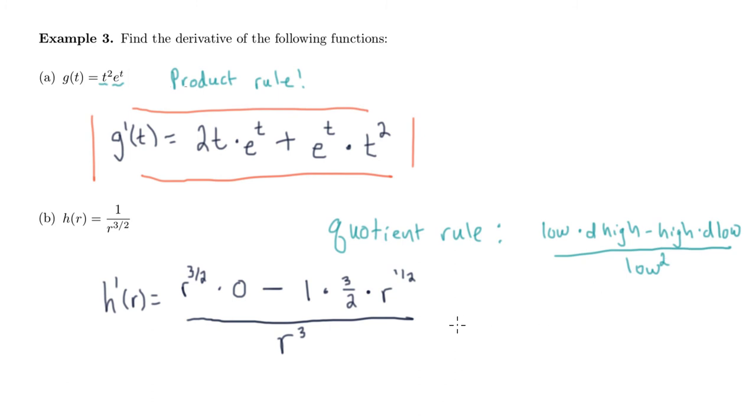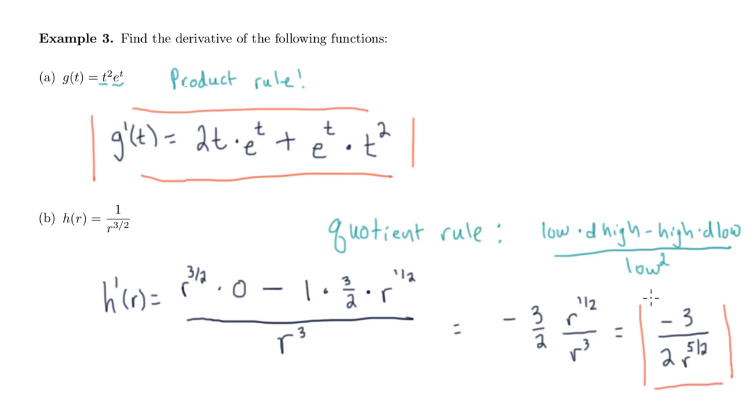Okay, so what do we have? We have minus 3 over 2. So we have this minus 3/2. And then r to the 1/2 over r cubed, which we can write as minus 3 over 2 r to the 5/2, because I can just subtract 1/2 from 3. And that's the derivative. Okay, so this is an example of the quotient rule.